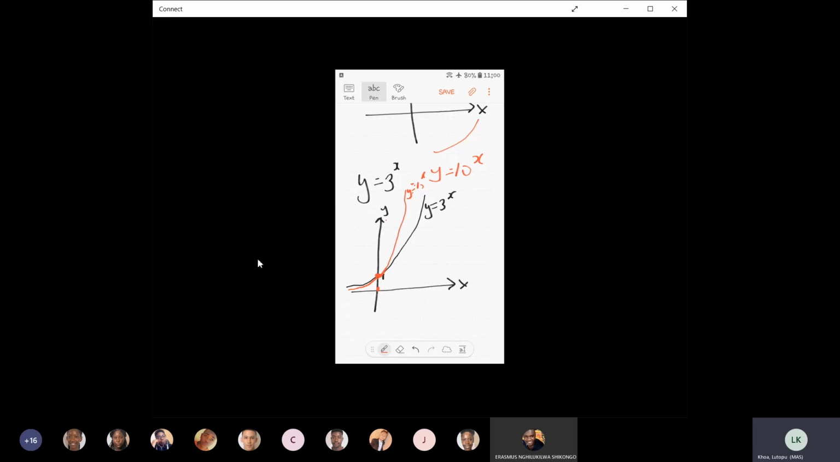You cannot see that, but it's this one here. Just draw a line. Okay, so this graph is just y is equal to 10 to the power of x. So the bigger your base, the closer the graph will be.